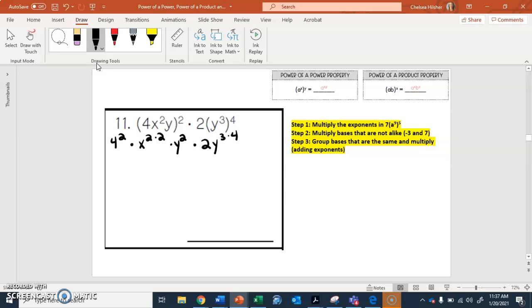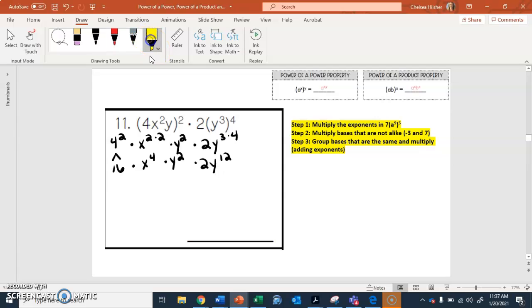Can I simplify 4 squared? Yes. 4 times 4 gives me 16. Times x, 2 times 2 is 4, so x to the power of 4. Times y squared stays. There's nothing I need to do here. Times 2y, 3 times 4 is 12, so it's 2y to the power of 12.